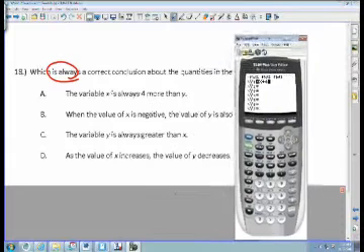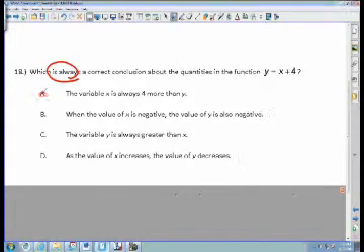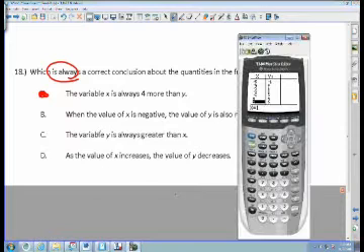The first thing says the variable x is always 4 more than y. Let's look at the table. Is this x number right here, -4, is that 4 more than the y number? Is -4 more than 0? No. If that's hard for you to figure out, look down here. Is 1 more than 5? No, it's not. So it's not A. The next one says, when the value of x is negative, the value of y is also negative. Well, look, x is negative. Is y negative? Nope. So it's not B.